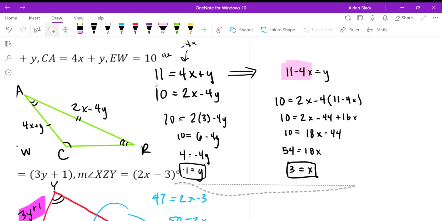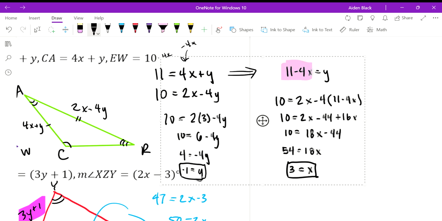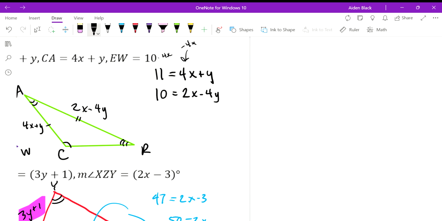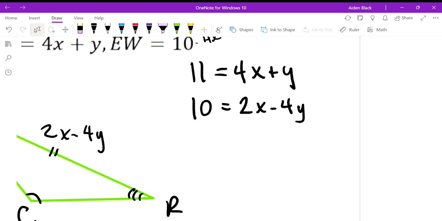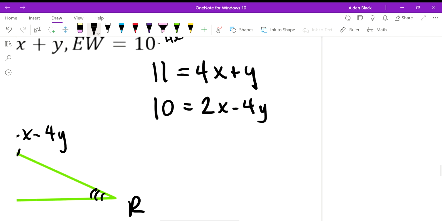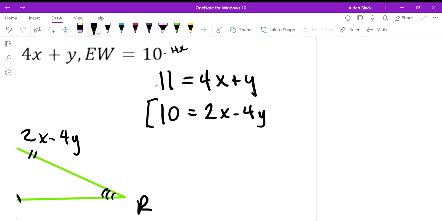I'm going to now do the elimination route, and you can decide which one you prefer. Of course, different situations call for different paths to solution. Sometimes substitution is better, sometimes elimination is better. Some might think that elimination is better here because if I multiply this equation by 2 or negative 2, the coefficient on x will match up with this one, and then I can eliminate.